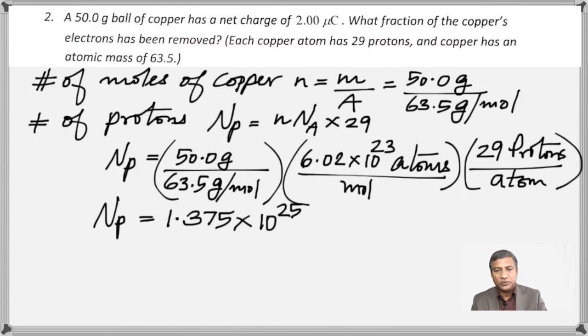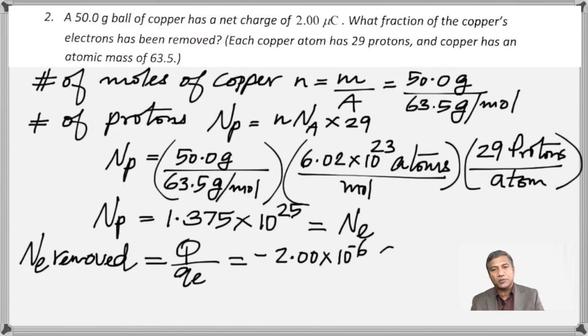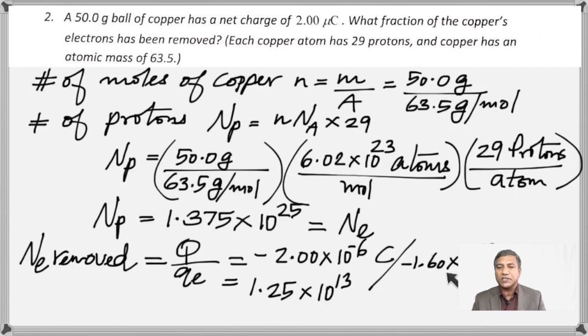So that's the total number of protons, which should also be the total number of electrons, because the number of protons is equal to the number of electrons. All right. Next, we need to find out how many electrons have been removed, for which we do it like we did in the first problem: the total charge divided by the charge of an electron. So the total charge is 2 microcoulombs, so 2 times 10 to the negative 6, divided by the charge of an electron, and you get 1.25 times 10 to the 13.